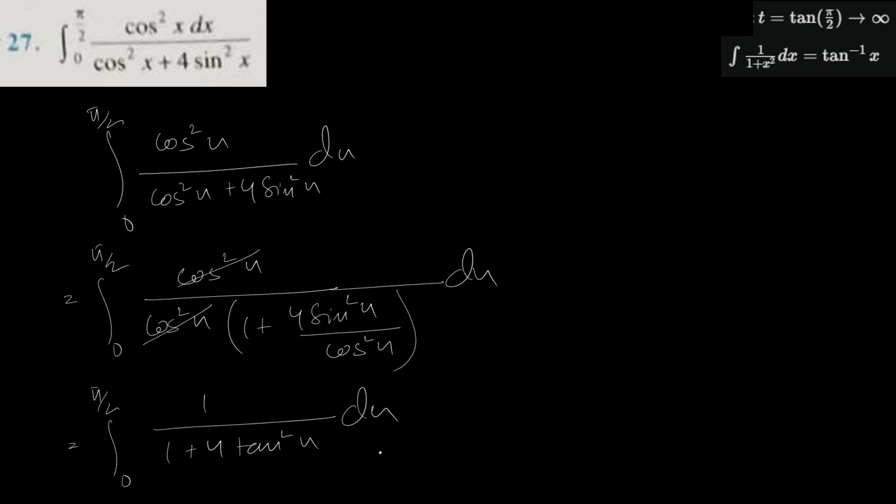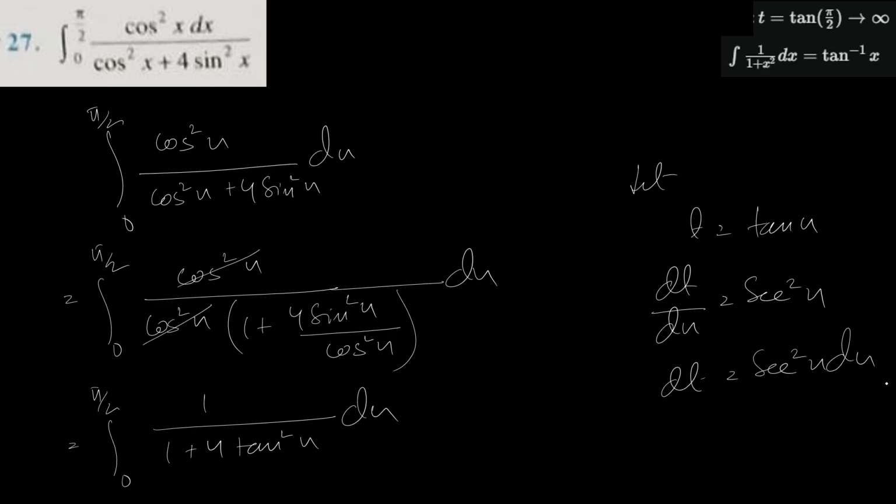Here, if I take t equal to tan x, then dt by dx is equal to sec square x, so dt is equal to sec square x dx. Now here you see, we have a formula: sec square x minus tan square x is equal to 1.